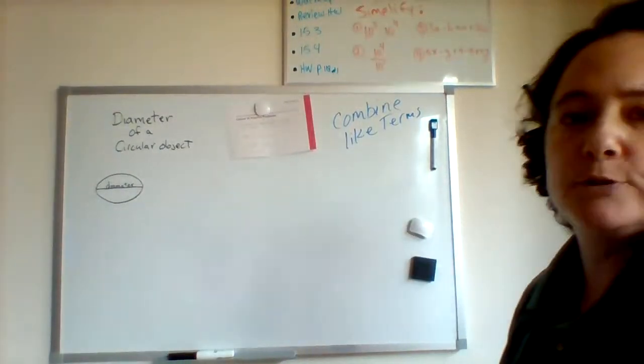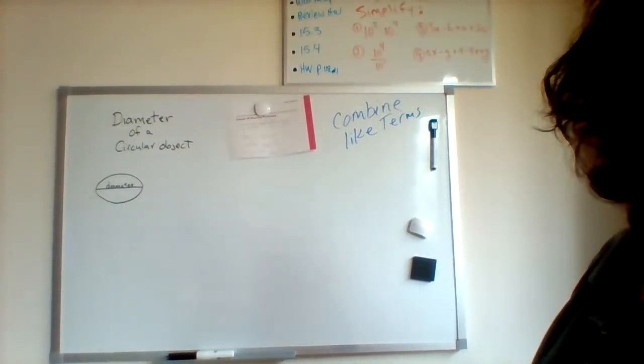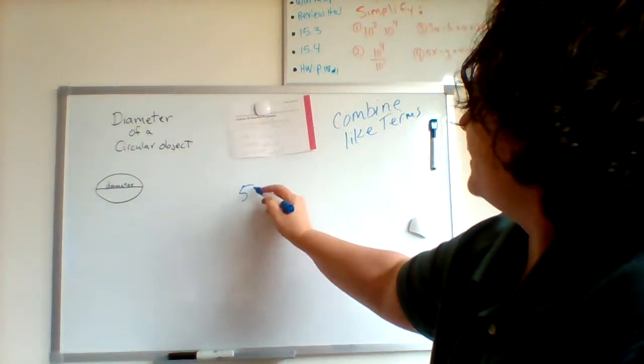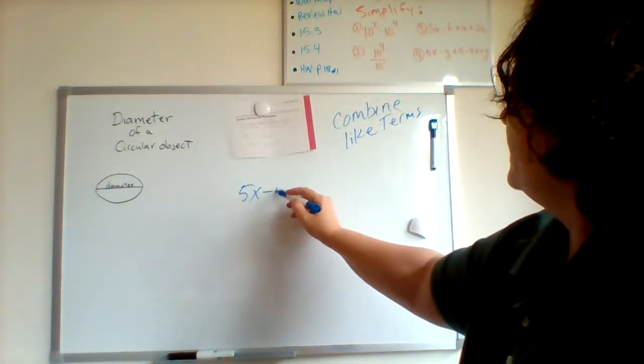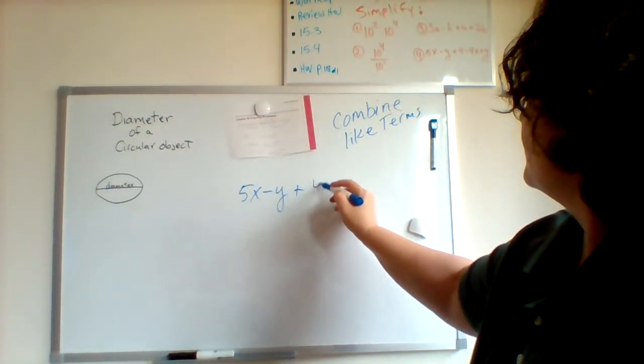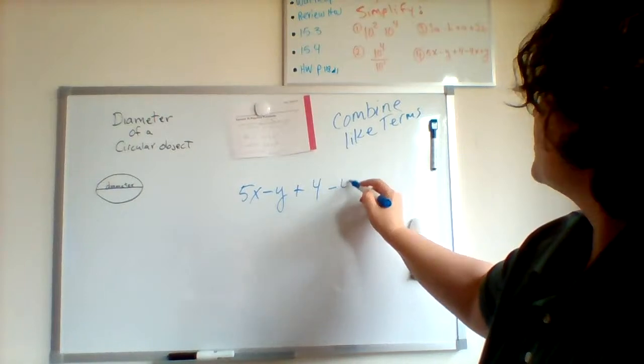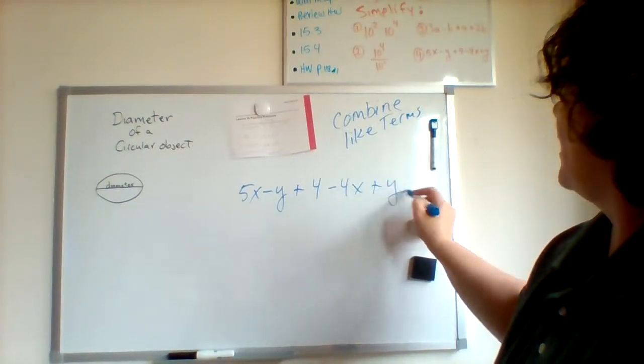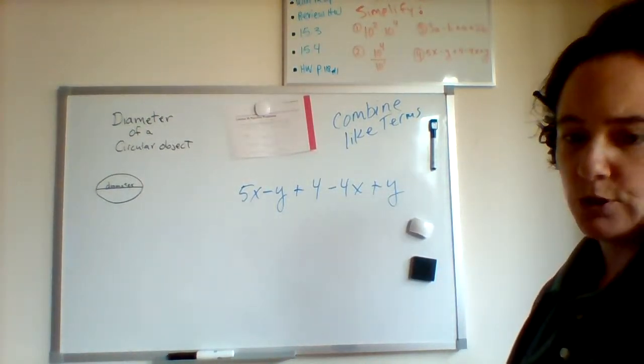Okay, last one, number 4. 5x minus y plus 4 minus 4x plus y. And again, we're combining like terms.